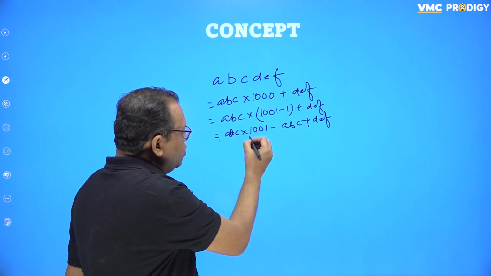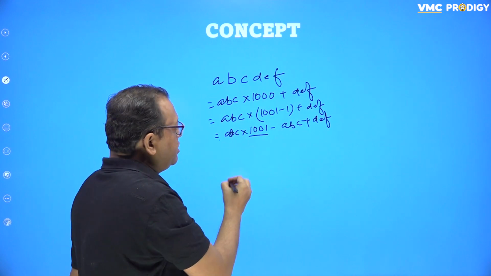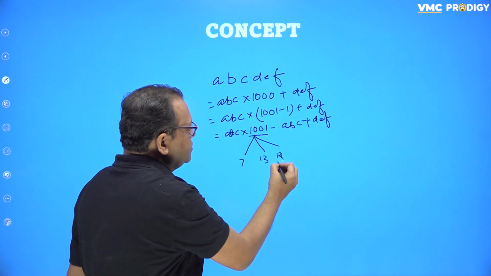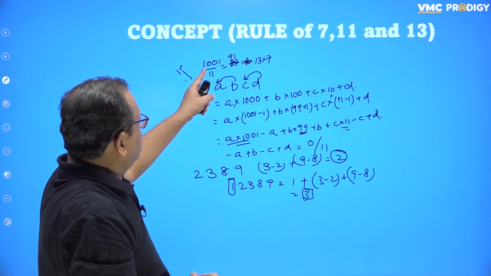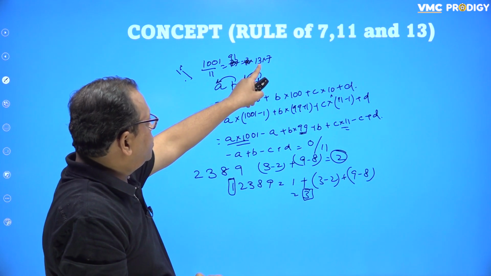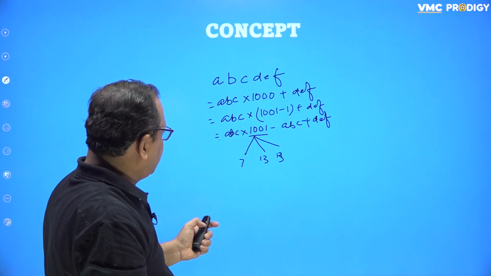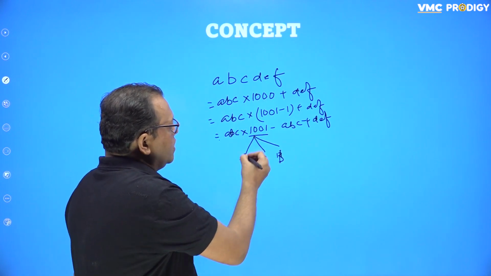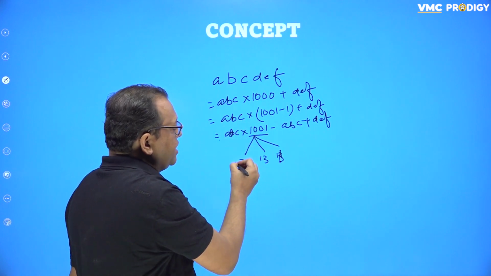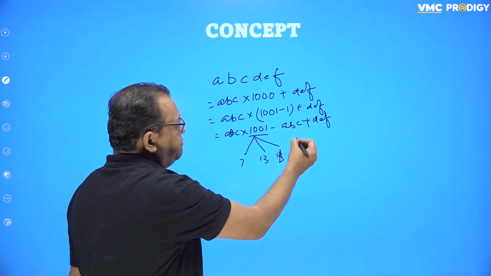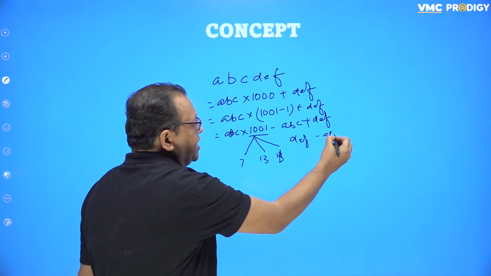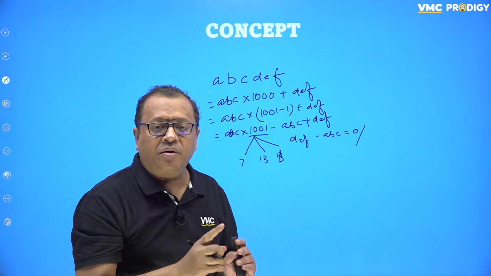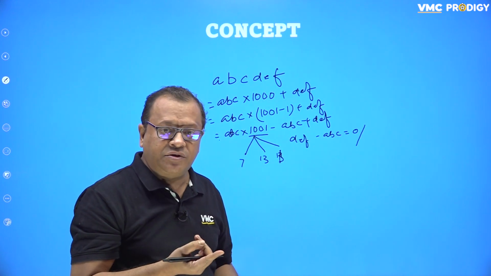Yes. Now 1001, as we see, is divisible by 7, 11 and 13, as I showed you in the last slide. If you see the previous slide, 1001 when divided by 11, the quotient is 91, which is 13 into 7. So we can say 1001 is divisible by 7, 11 and 13. So if this part is divisible by 7, 11, 13, we can say that if DEF minus ABC is either 0 or a multiple of 7, then the number is divisible by 7. Else it is not divisible by 7.